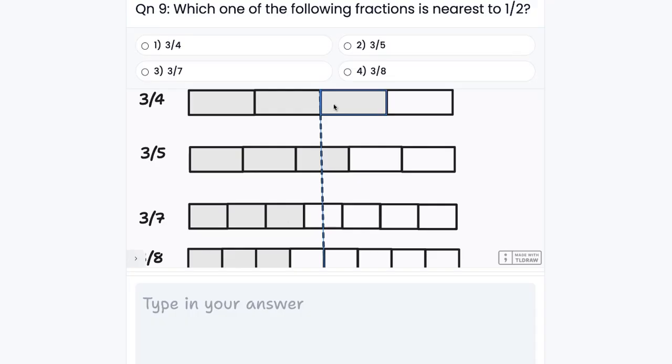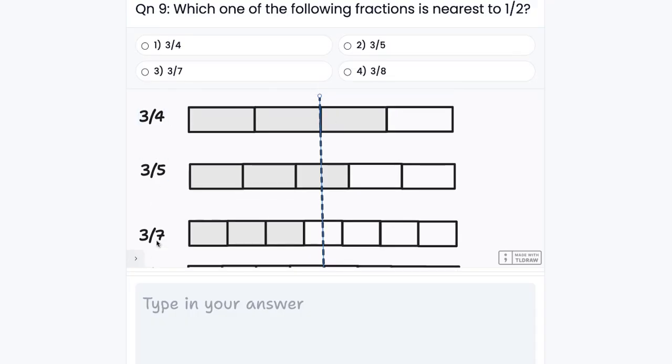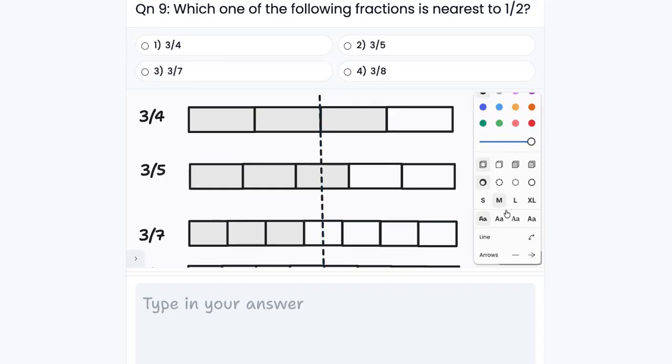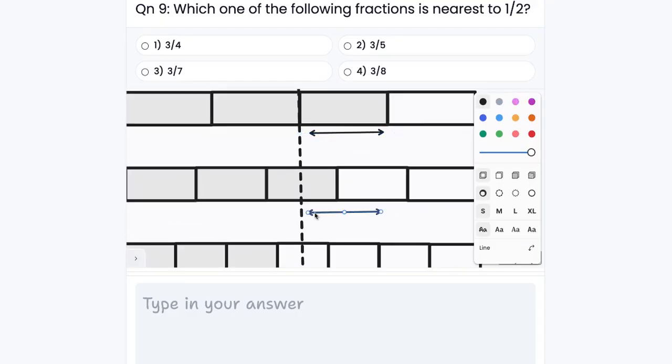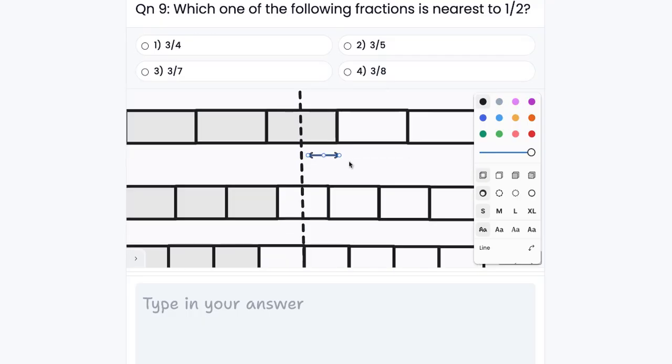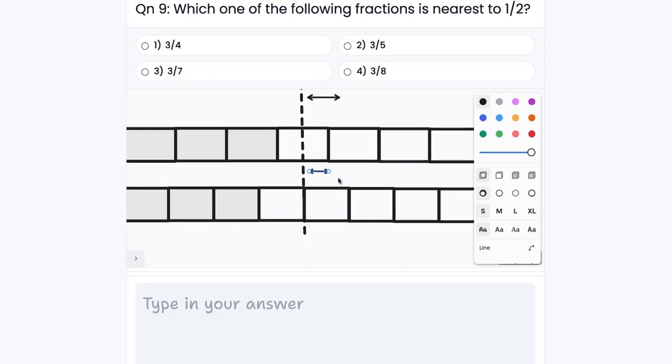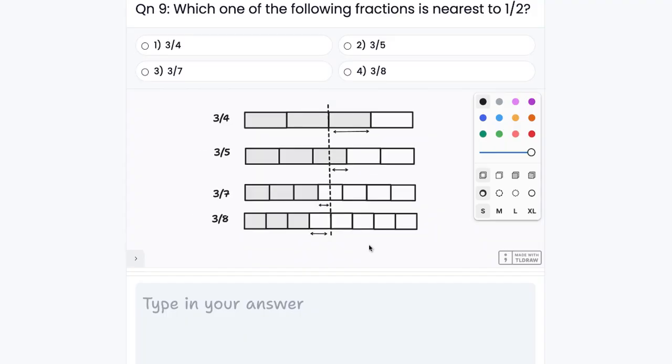What you can do is take half minus all of the fractions, to get the difference in terms of the length from half. In this case, the distance will look something like this. You have this distance for 3/4, then this distance for 3/5, then this distance for 3/7, and then the distance for 3/8. Then we can compare which one is the smallest difference.